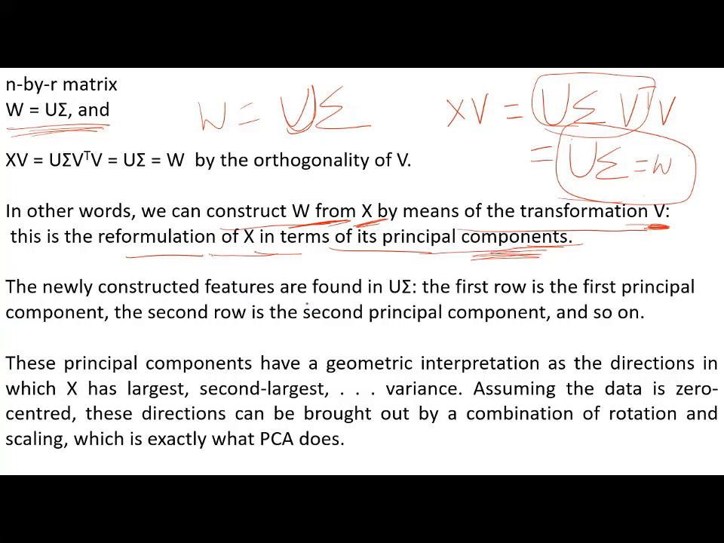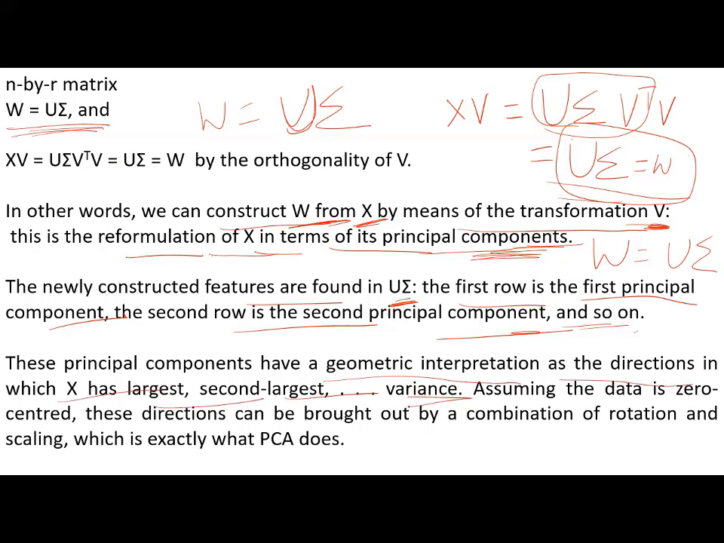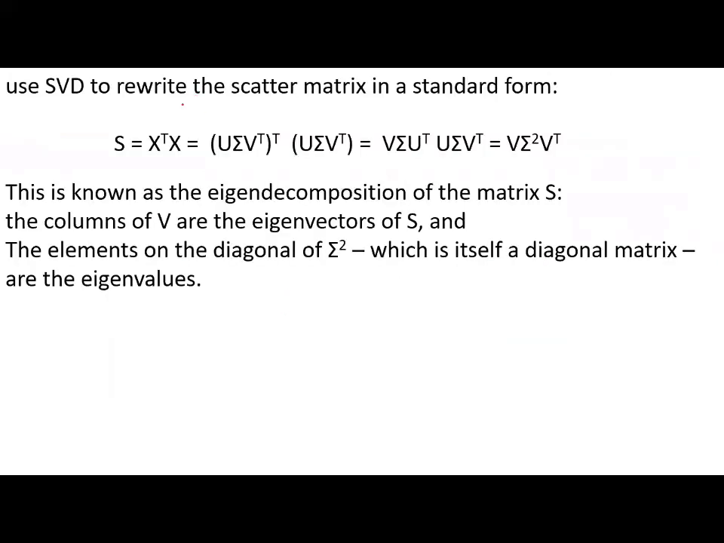This is the reformulation of X in terms of the principal components. The newly constructed features are found in U sigma. The first row is the first principal component, and the second row is the second principal component, and so on. This is called W. Hope you understood. W is equal to U sigma. The principal components have a geometric interpretation as the directions in X with the largest and second largest variance. This is called PCA, right?